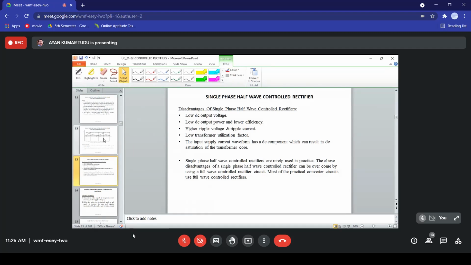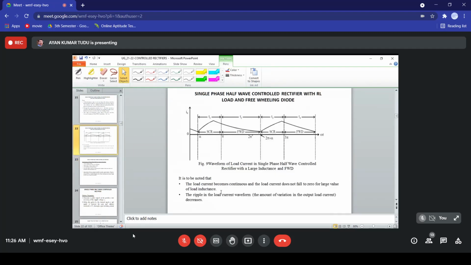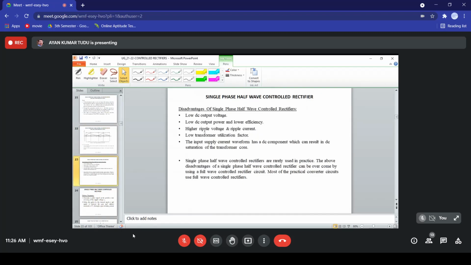Though because of the large inductance this is the load current waveform, again there is a high ripple content in the load voltage as well as the load current. There will be a low transformer utilization factor, and the input supply current waveform has a DC component which can result in DC saturation of the transformer core.